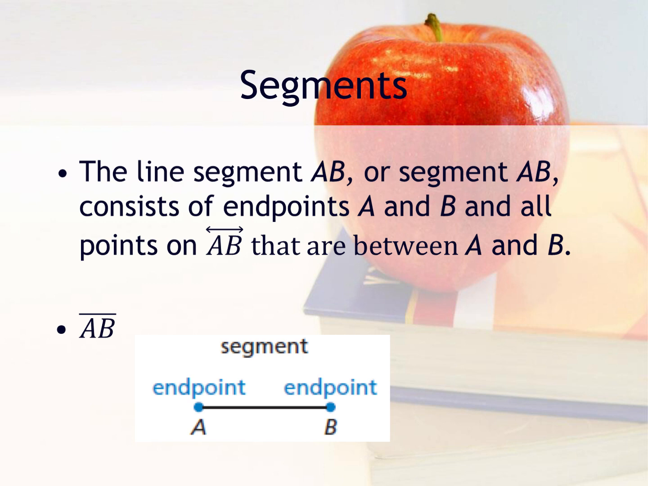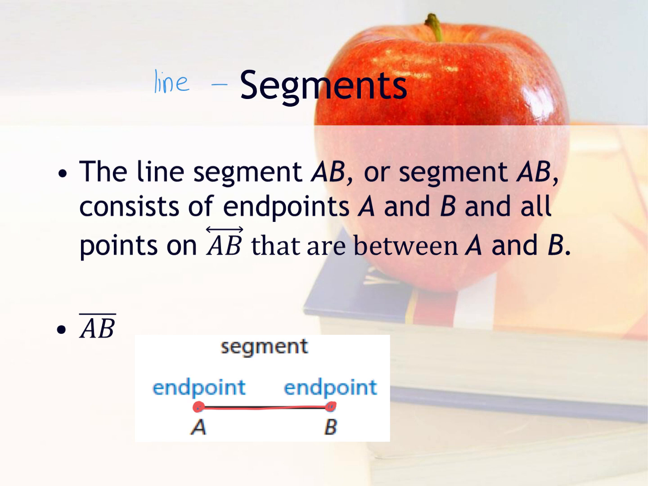Here's where we talk about the segments that I mentioned initially. We call these line segments. The line segment AB, or segment AB, consists of endpoints A and B and all the points on line AB that are between point A and point B. So when we're talking about a segment, we're really talking about a piece of an infinite line. Whenever you would draw a line in school, you'd say, okay, here's my line. It had a start, in this case endpoint A, and an end, endpoint B. This was a line segment, a piece of an infinite line.